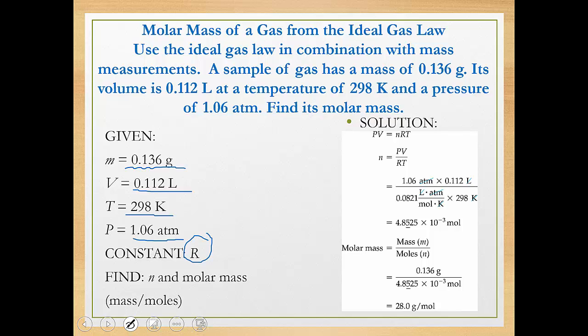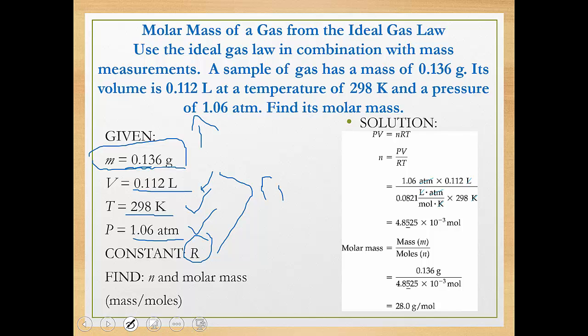Okay, so what I'm trying to do here is find the molar mass of this compound. Well, now what I'm going to have to do here is hold off on this mass for a minute. I'm going to kick that out, and I can see that I have a volume in liters, a temperature in Kelvin, a pressure in atmospheres, and I have R. I can use these pieces of information to find the number of moles, n.